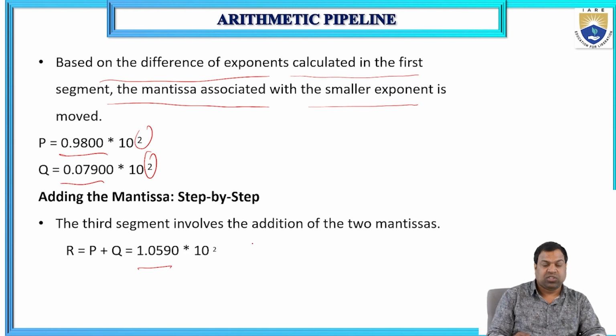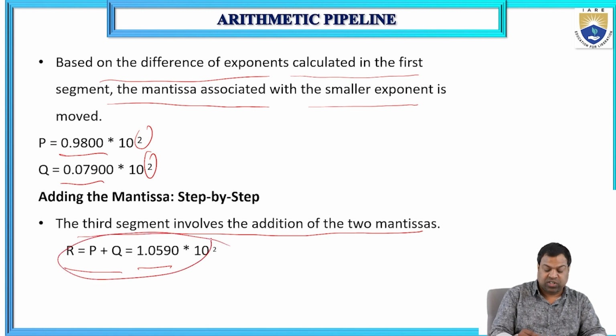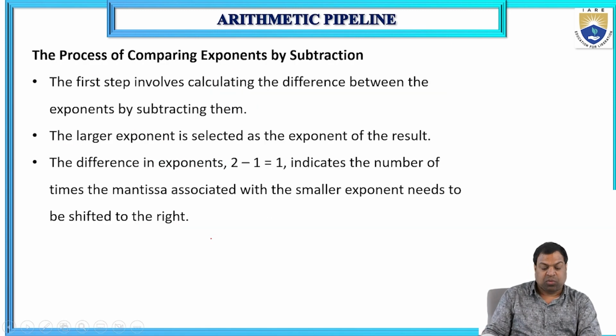So adding the mantissas step by step. The third segment involves the two mantissas, P plus Q, 1.0590 into 10 square. After that, the process of comparing the exponents by subtraction. The first step involves calculating the difference between the exponents by subtracting them. The larger exponent is selected as the exponent of the result. The difference in exponent, 2 minus 1 equal to 1, indicates the number of times the mantissa associated with the smaller exponent needs to be shifted to the right.